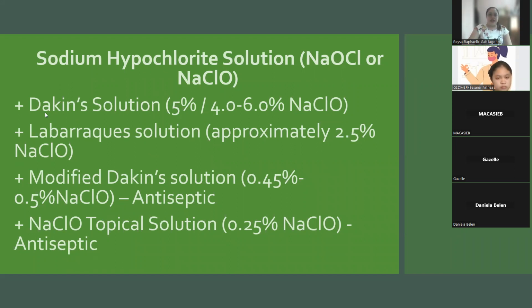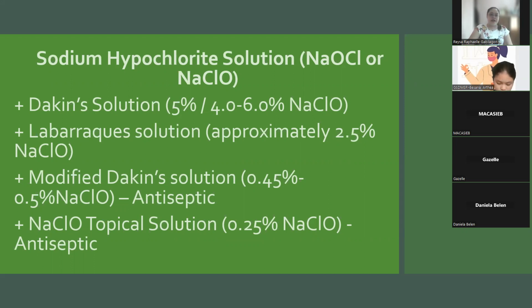Now, we have here, class, a lot of preparations with sodium hypochlorite. We have here the Dakin solution that is used as a disinfectant. We can use that one at the concentration of 5% or between 4 to 6%. Again, what is that? Disinfectant.